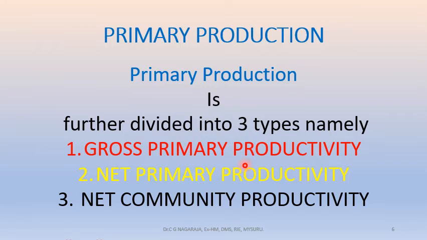When you say productivity, it talks about the finished product. See, normally in any of the factories, they say, what is your productivity? They don't talk about the process. Similarly here, we talk about the productivity, that is the finished product. Now let us try to find out what these three are in the next.